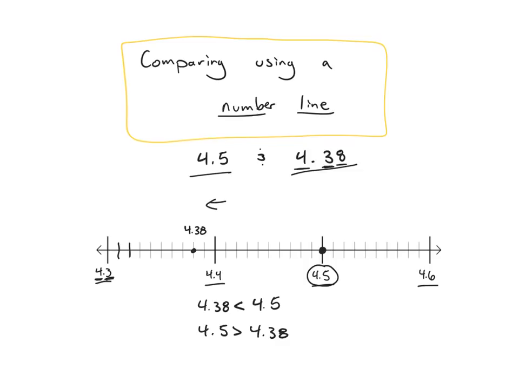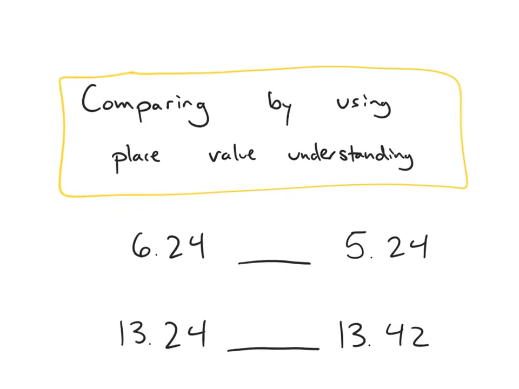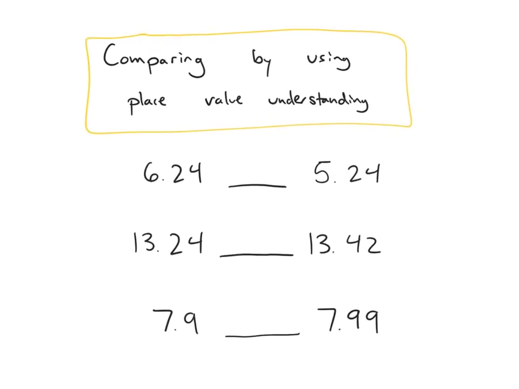So for the number line, we simply plot both of the decimals on the number line and see which one is further up the number line to tell us which one is greater. So in this case, 4 and 5/10 was further up the number line, so it is larger than 4 and 38/100. The final strategy we can use to compare is using our place value understanding.